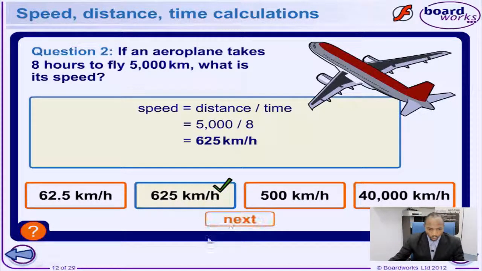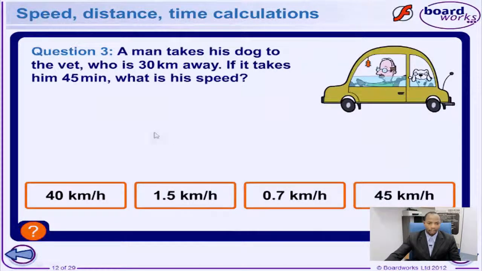So meaning we already understood how to calculate. We move to the next question. A man takes his dog to a veterinary doctor who is 30 kilometers away from his house. If it takes 45 minutes to get there, what is the speed at which the man was moving? Now we say speed is distance divided by time.